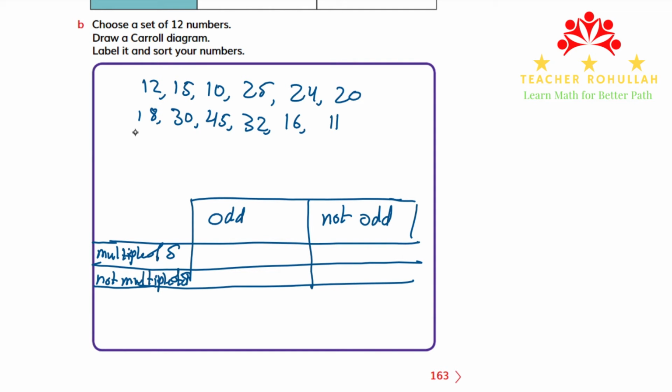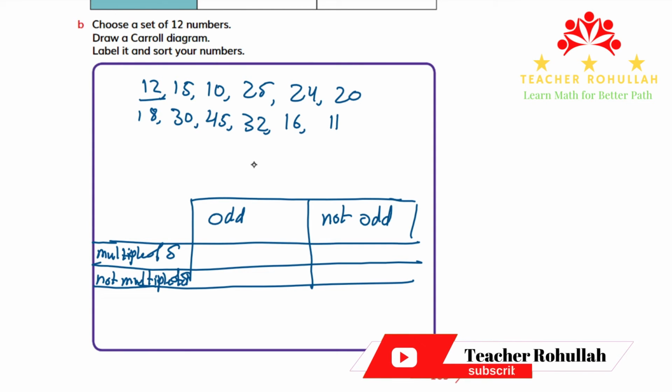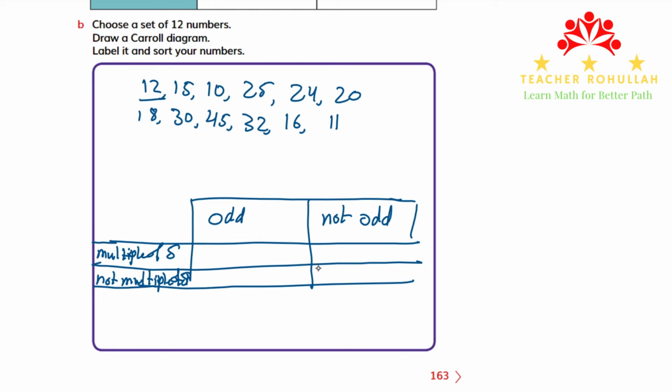So we start with 12. 12 is not a multiple of 5, and it's not odd also. So we put it here in the corner. So 12 comes here. I will cross it.